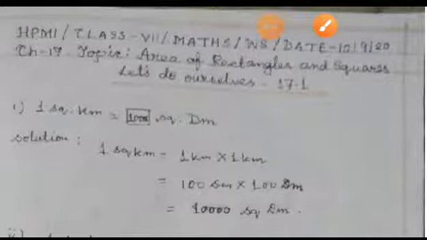Students of class 7, in the last class we have begun with chapter 17, that is areas of rectangles and squares. Over there we have learned the formulas for calculating the area and perimeter of rectangles and squares, and also we have derived the relationship between the bigger units of area and the smaller units of area. Now in today's class we are going to work a few more sums.